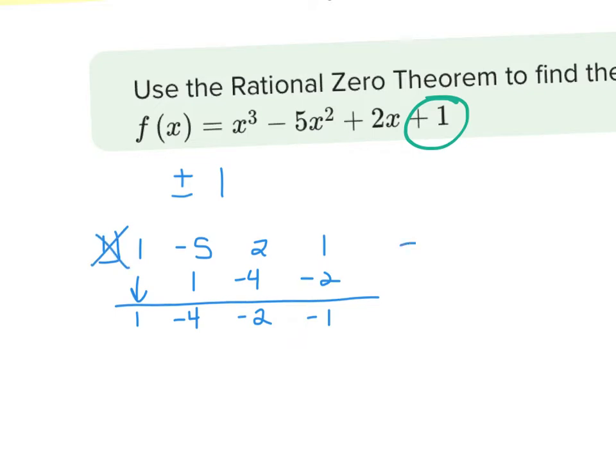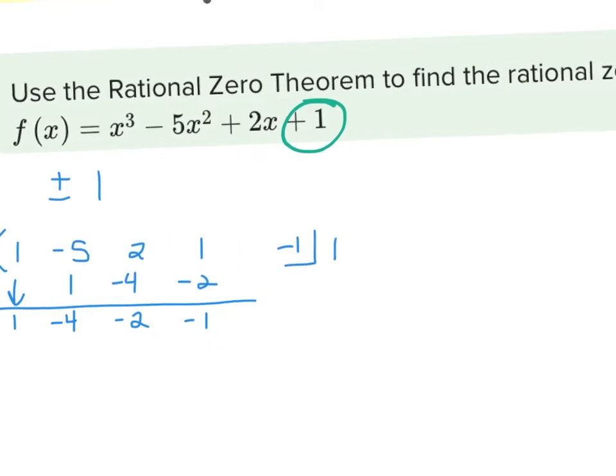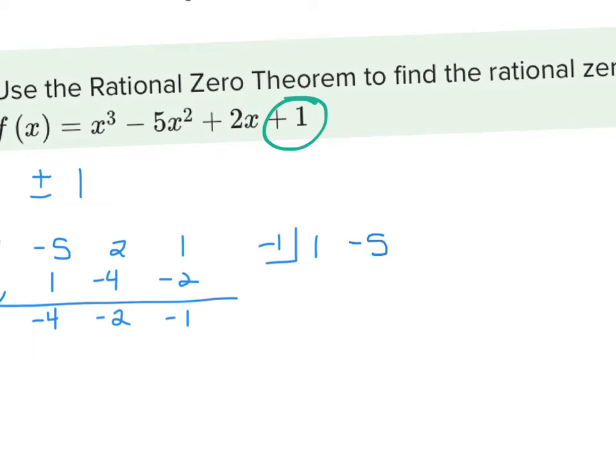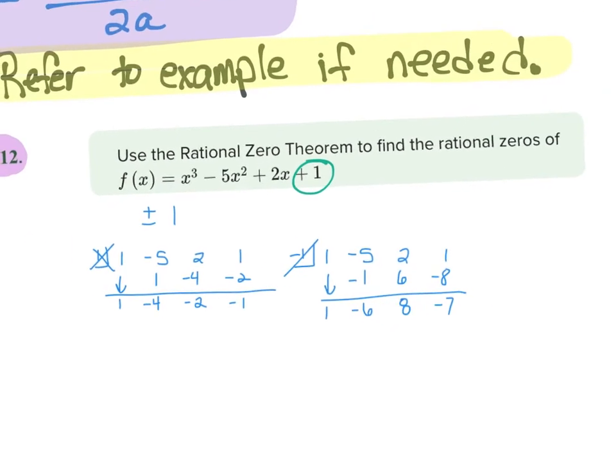So let's try negative 1. So 1, negative 5, 2, and 1. Bring down the 1. 1 times negative 1 is negative 1. Negative 5 and negative 1 is negative 6. Negative 6 times negative 1 is 6. 2 plus 6 is 8. 8 times negative 1 is negative 8. And 1 plus negative 8 is negative 7. Does this one work? No. Do I have any other factors that I can try?